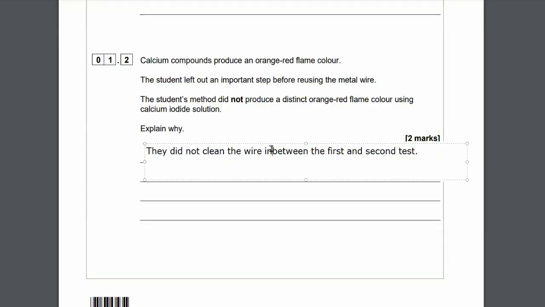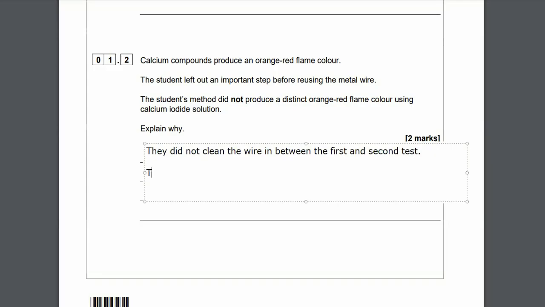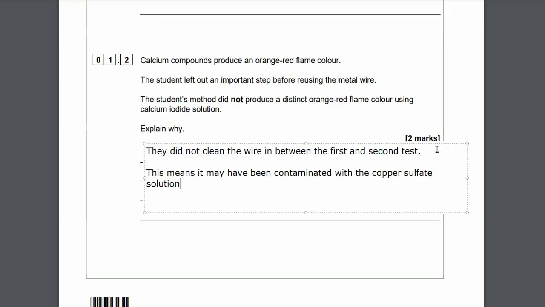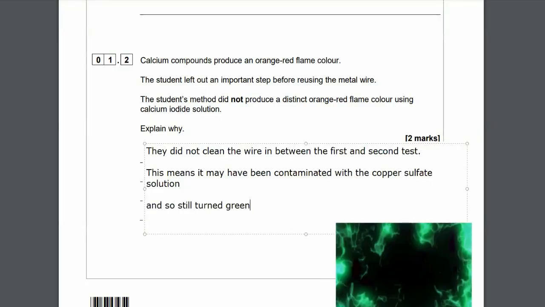And what's the reason? Because of impurities, like the copper ions from the first test, the green flame would disguise the orange flame or confuse it, and you get a mixed flame color. So basically, if you don't clean the wire, you can't be sure which ion is causing the flame. Is it the one from the first test or the one from the second test?